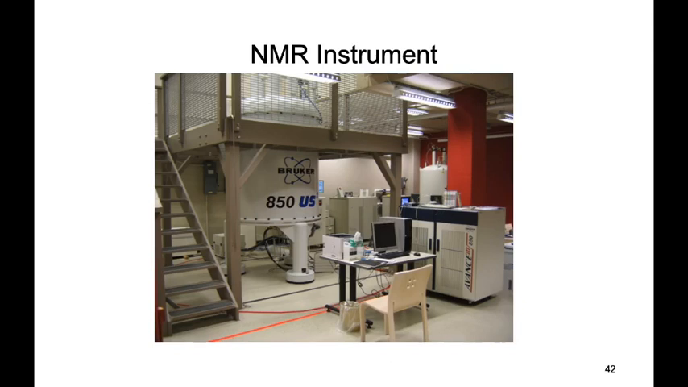ASU, I think, has up to a gigahertz magnet. Okay, so their magnet is even larger and taller. Why would we need bigger and bigger magnets? Well, what those magnets do is help us resolve the individual signals.